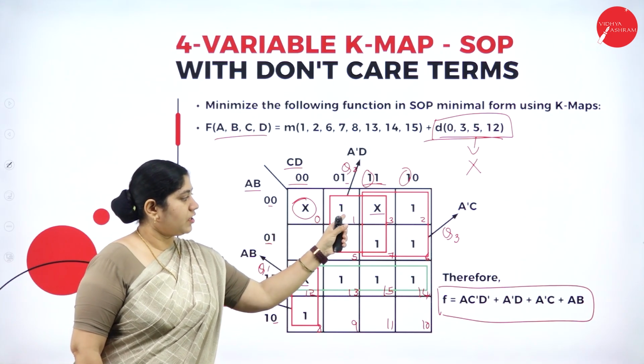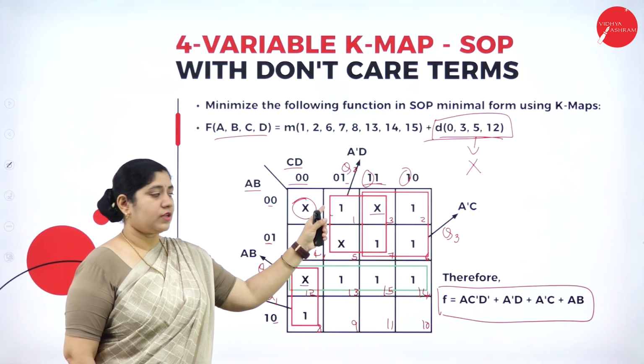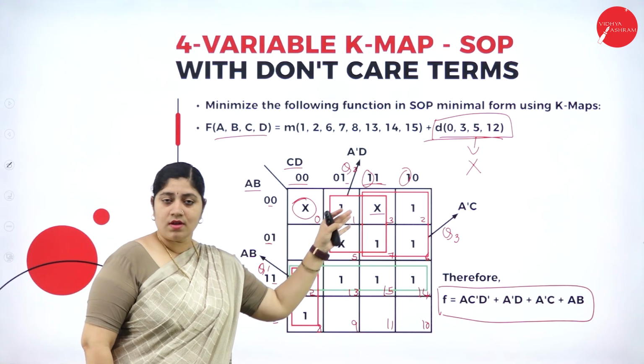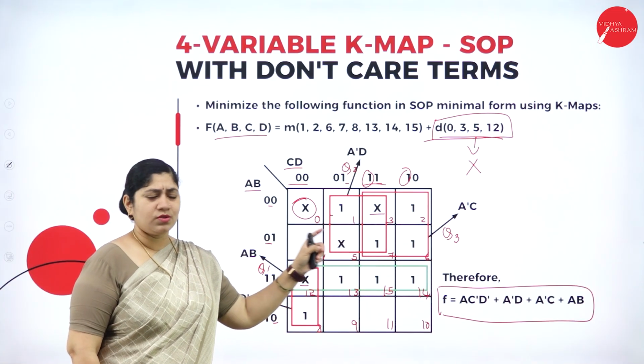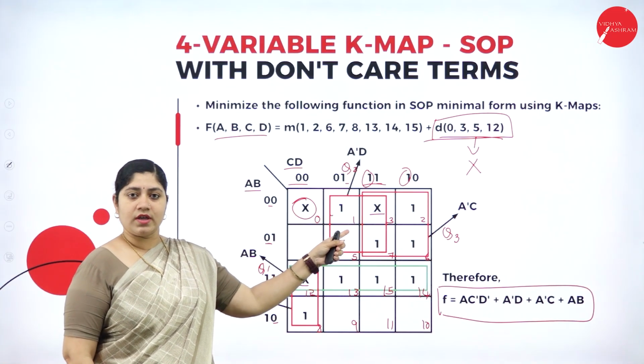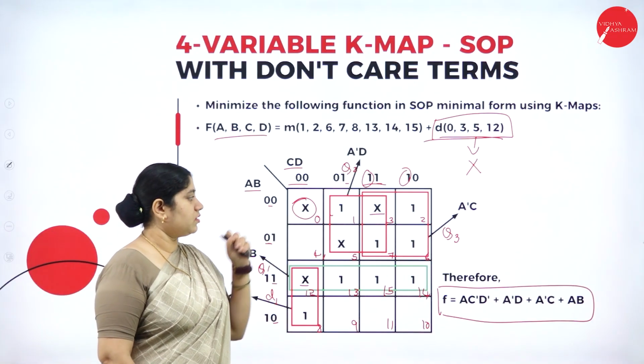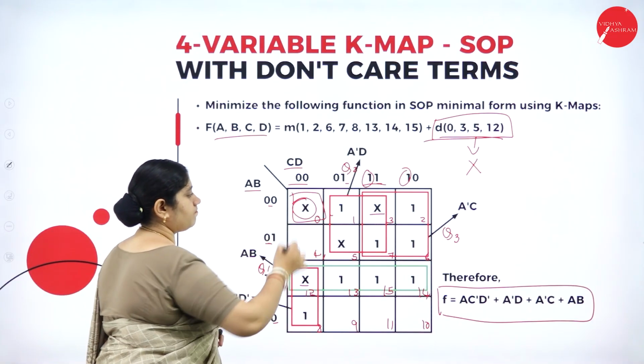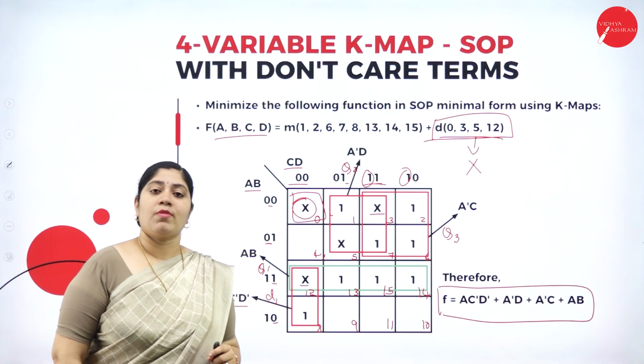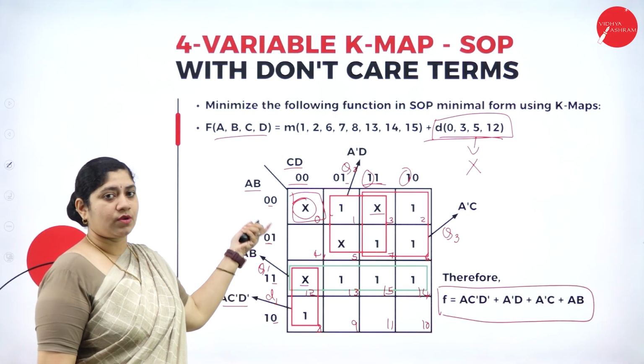But here adjacently you have one, but this one is already in a group, that's a quad group. So there is no need to group this again, okay, as it is a don't care. So this is the main point to note. So this is all about the don't care condition with respect to SOP.